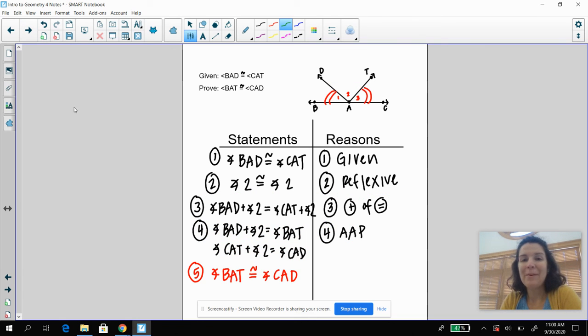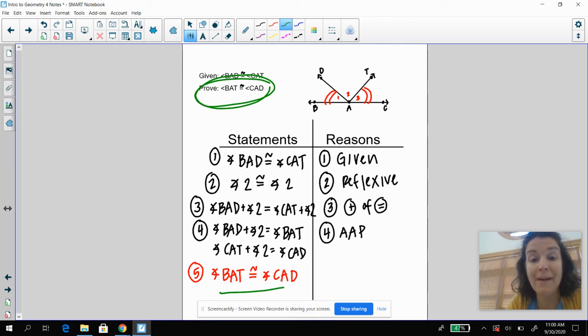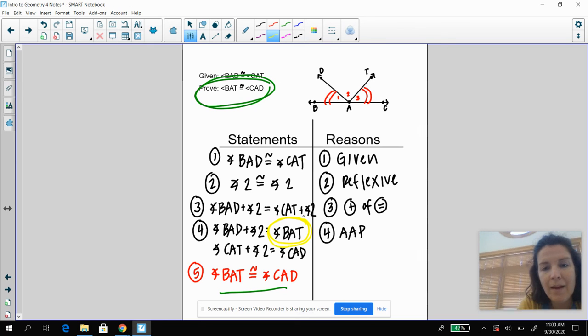And this is our last step. So look here. I know that I've got BAT being congruent to CAD. This is the final step in my proof, so I know that I'm done here. But I've got to figure out why I'm able to say that. So if you look at everything that we've done, we've said, okay, BAD is congruent to CAT. And then I know that BAD plus 2 is equal to CAT plus 2, because we added that on. But now look, I've got BAD plus 2 is equal to BAT. And then I've got CAT plus 2 is equal to CAD.